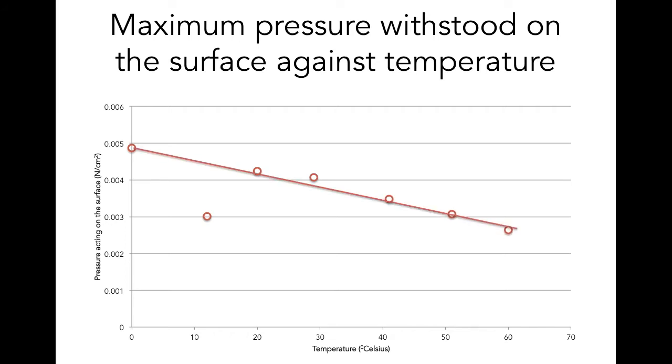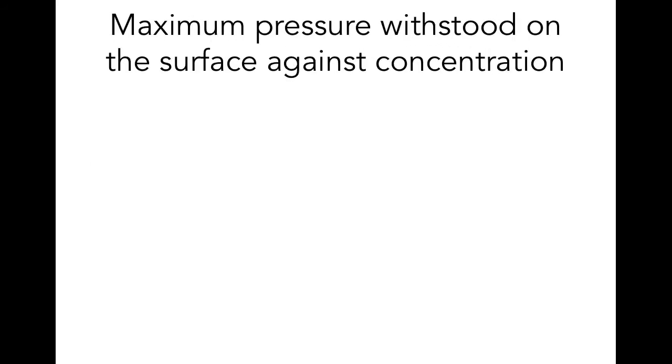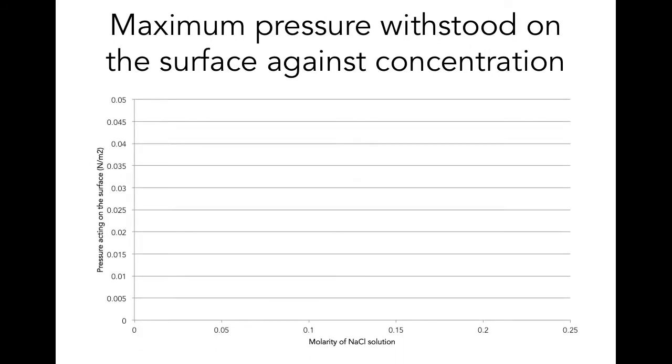This supports our hypothesis, as an increase in temperature results in a decrease in the strength of the surface tension, exhibiting a negative correlation. There is an anomalous data point at 12 degrees. This may be due to the reasons suggested in the evaluation section. In the second investigation, a similar negative correlation is observed between the molarity of the NaCl and the pressure that was withstood on the surface of the water.